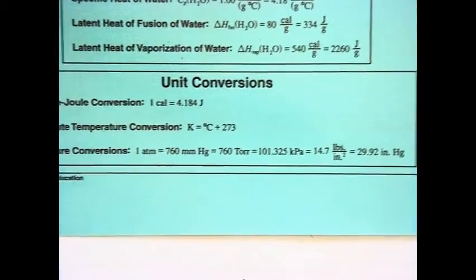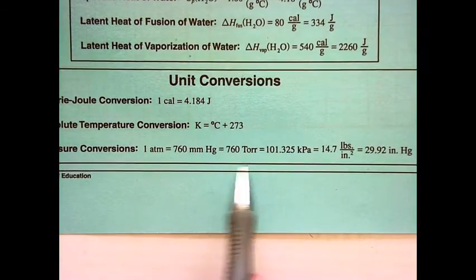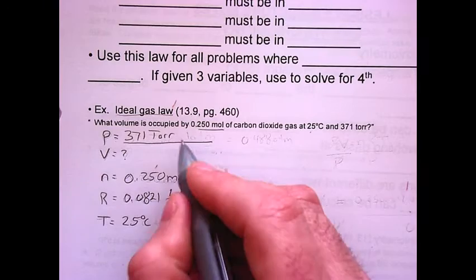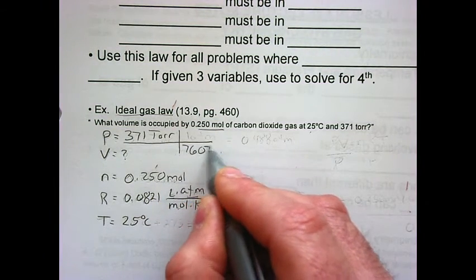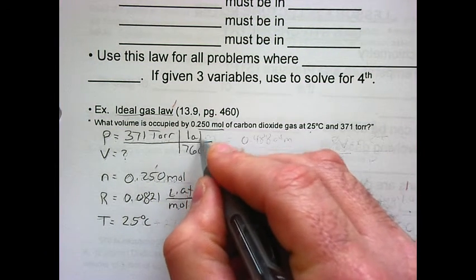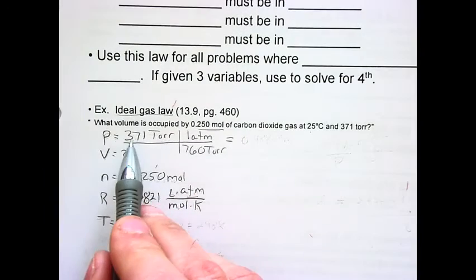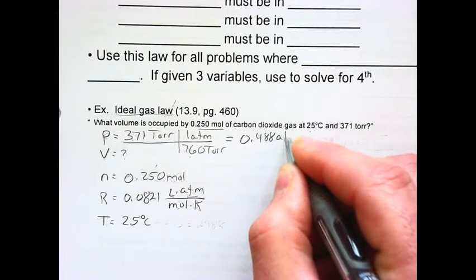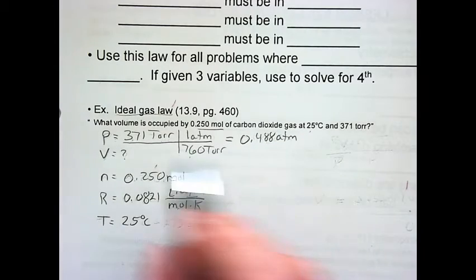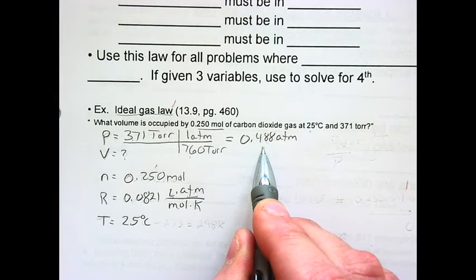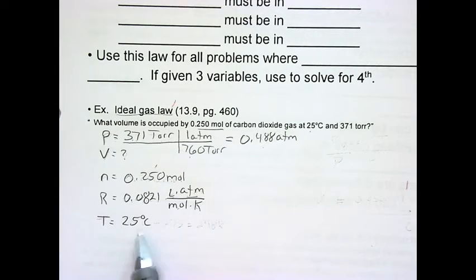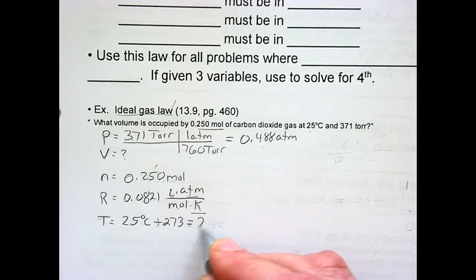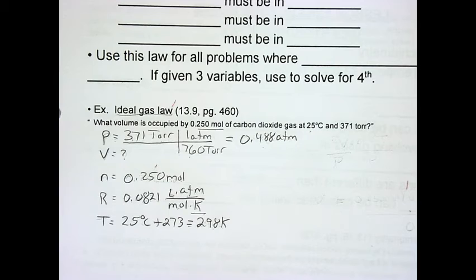Now, the pressure conversions say that 1 atmosphere is equal to 760 torr. Since I'm starting with torr, I draw a small grid. I put the 760 torr on the bottom, and the 1 atmosphere goes on top. 371 divided by 760 equals 0.488 atmospheres. 3 significant figures. Now, temperature must also be in kelvins. So I do that by adding 273, and I get 298 Kelvin.